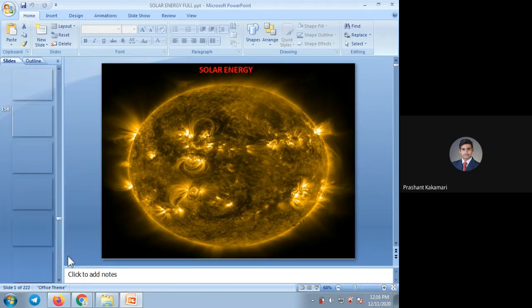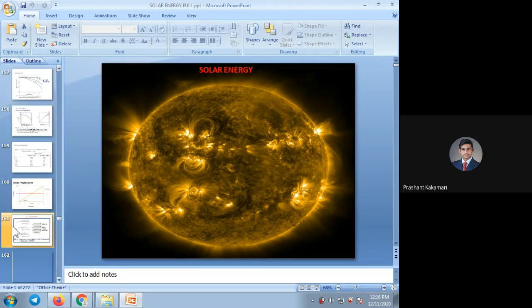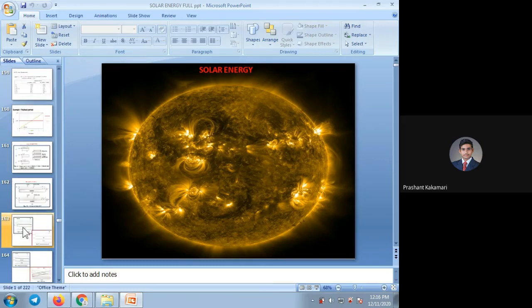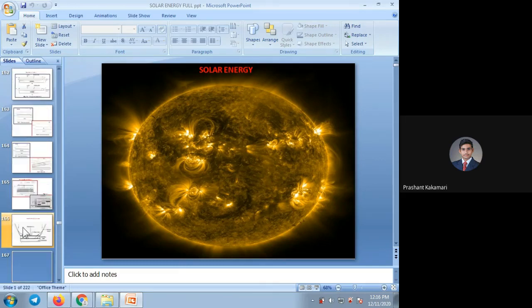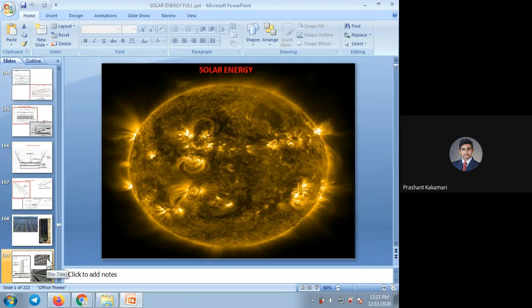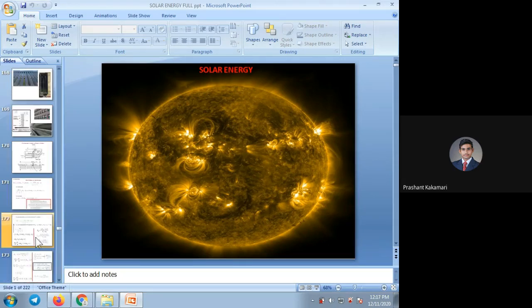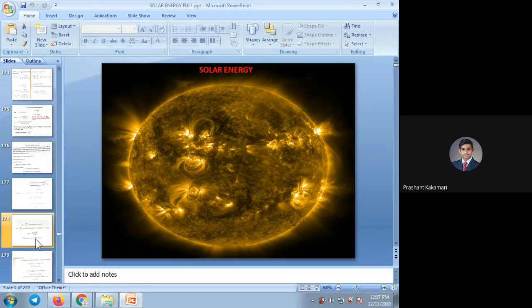Today we'll discuss the remaining half chapter from the fifth module. In the last class we completed the concentrating collectors, and we took one simple example to discuss concentrating collectors. Today we'll start with the last part, that is economic analysis of solar energy.